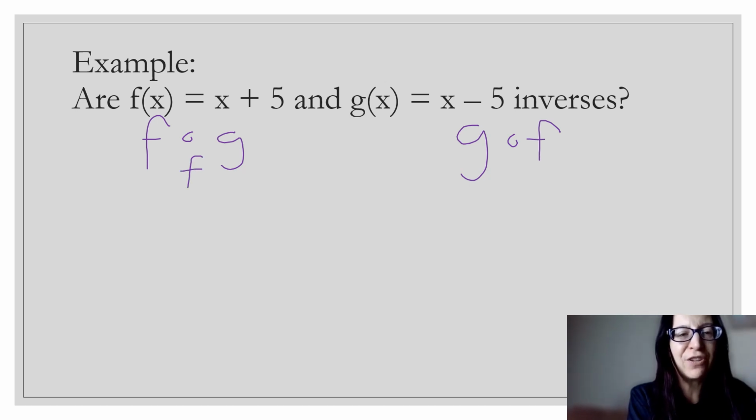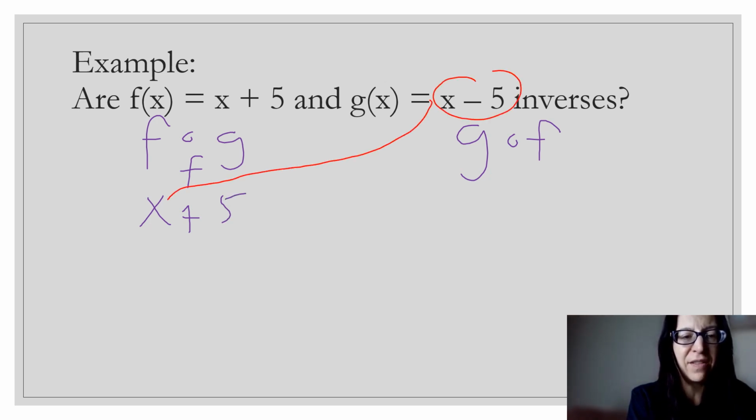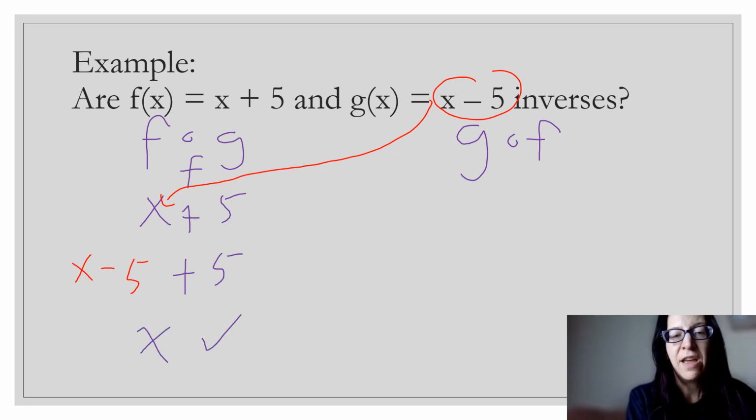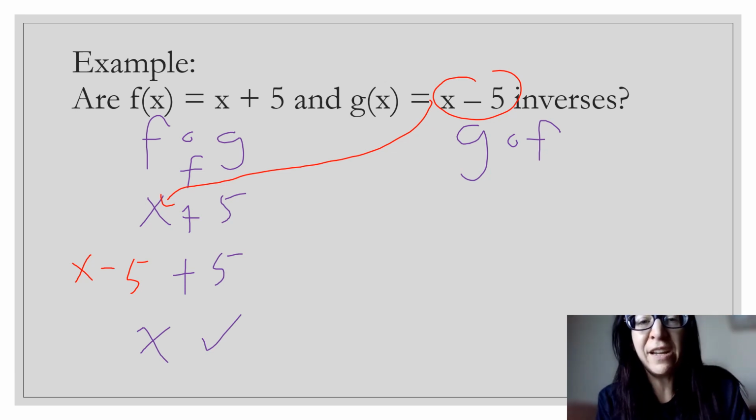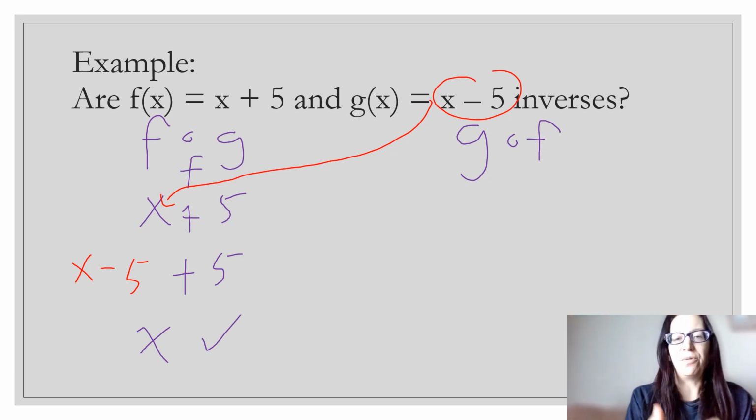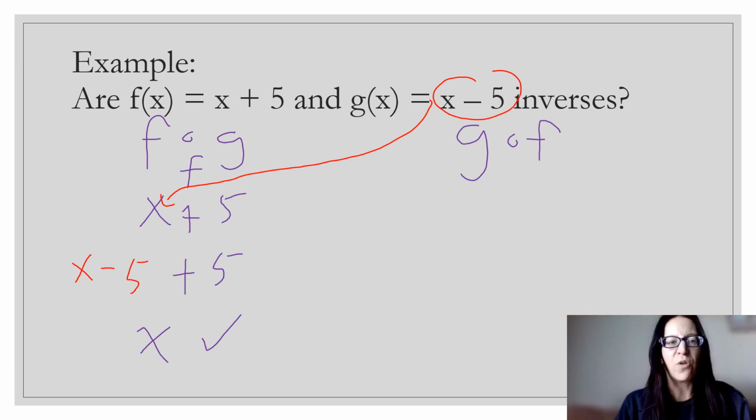For the first direction, we're going to start with x plus 5. And we're going to take our g of x, and that's going to get plugged in there. So we're going to have x minus 5 plus 5, and minus 5 plus 5 is 0, leaving me with an x. Now, that looks very promising, but in order to actually do the proof, and this is what you would be expected to do on an open response kind of test, where you are asked to confirm using composition whether things are inverses, you would be expected to do it both ways.